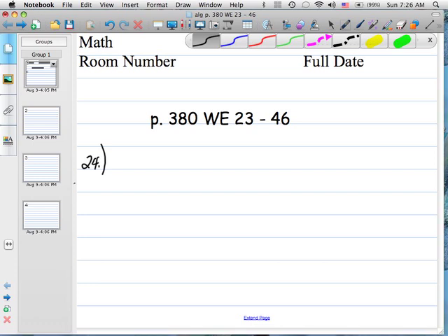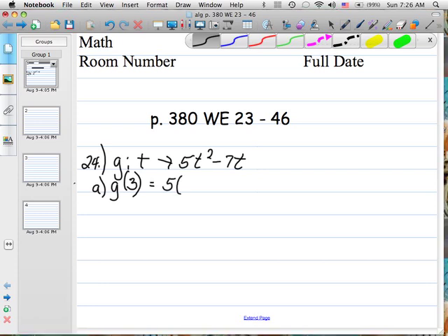So 24 is g, where we take t and pair it with 5t squared minus 7t. So a, g at 3, we plug in 3 for t, so it's going to be 5 times 3 squared minus 7 times 3. 3 squared is 9, 9 times 5 is 45. And 7 times 3 is 21. And if we subtract 21 from 45, we get 24.